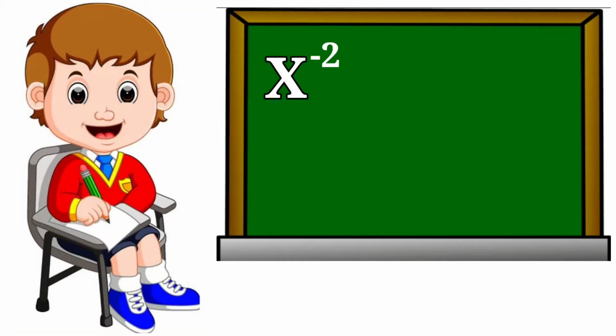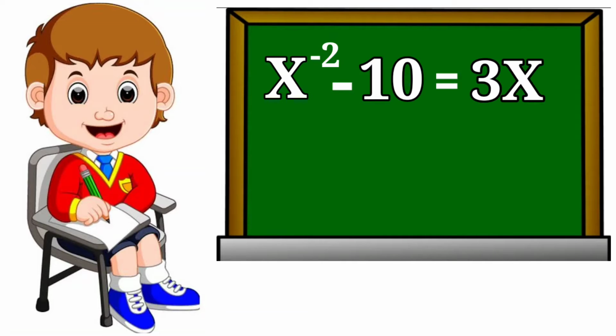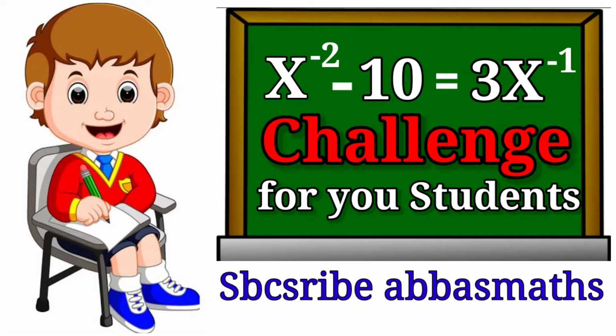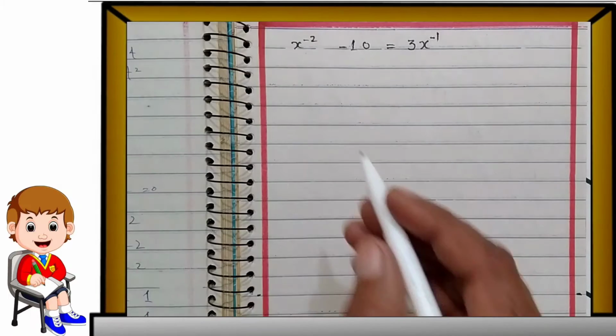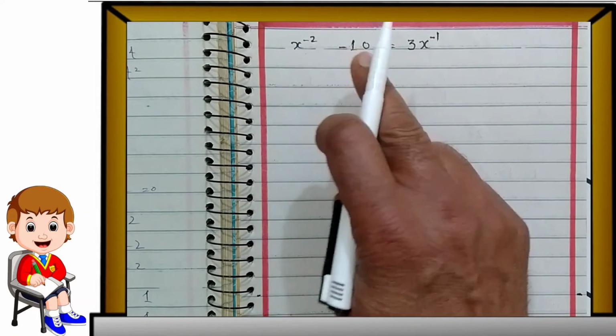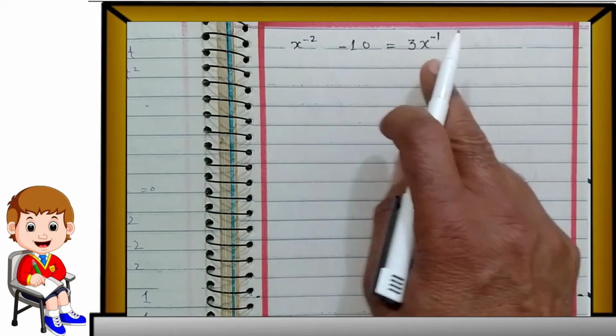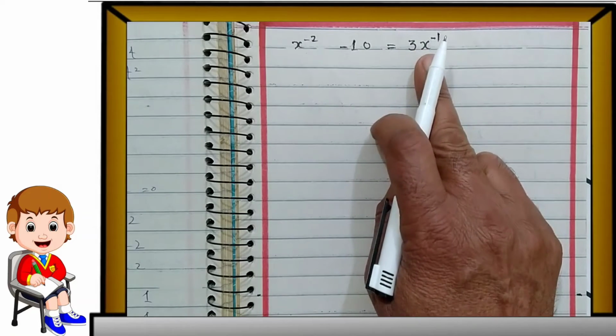Here x raised to minus 2, minus 10, is equal to 3x raised to minus 1. Challenge for you, students. x raised to minus 2, minus 10, is equal to 3x raised to minus 1.